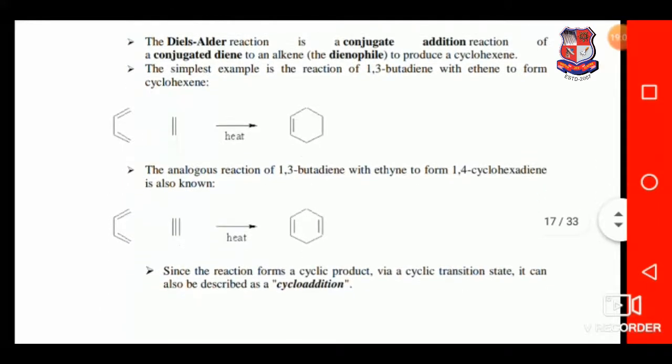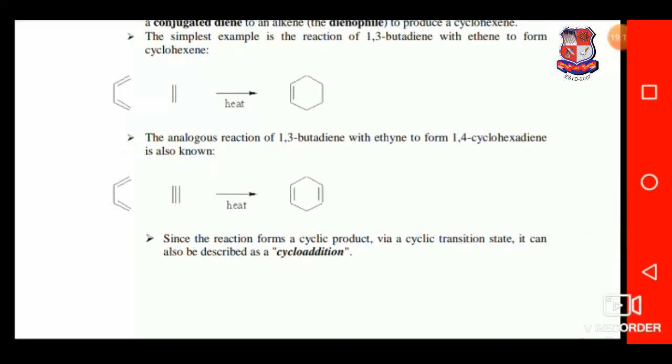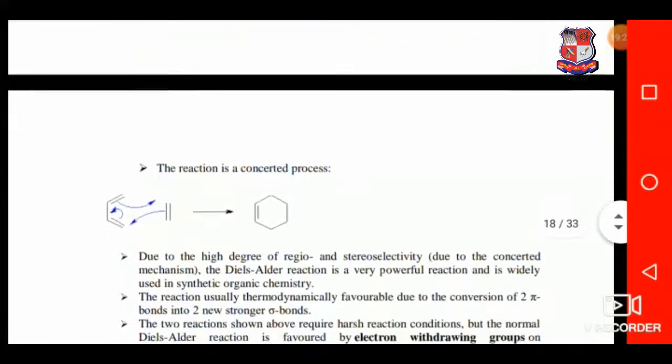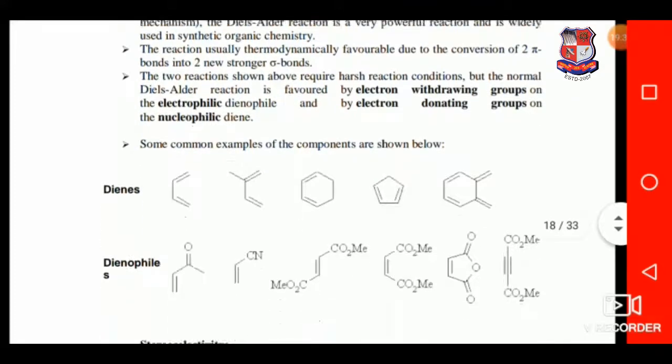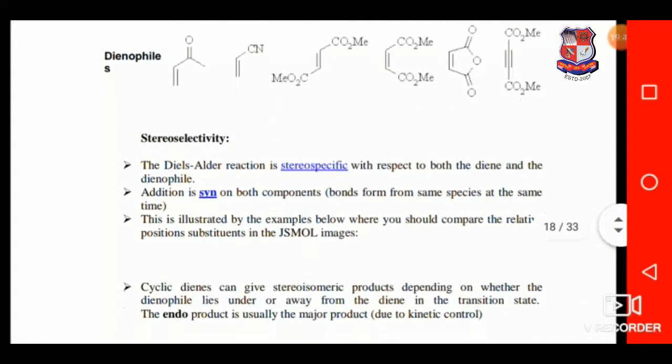This is a diagrammatic representation of alkene and alkyne, and how they produce the reaction in the form of Diels-Alder reaction. Since the reaction forms a cyclic product via a cyclic transition state, it can also be described as cycloaddition. This is the mechanism for that. These are the dienes and the dienophiles.